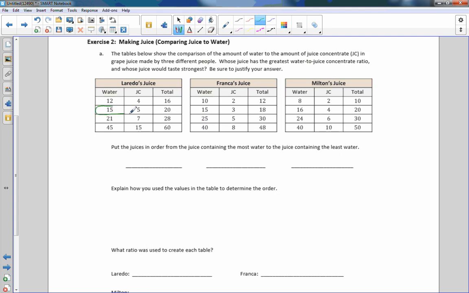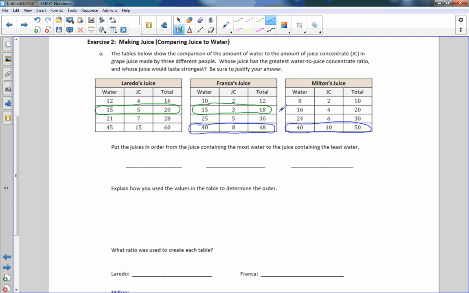I have the same amount of water in this mix here as I do in this mix here. And then when I come over here, there is no 15, so I can't do anything there. I have 12, there's no 12. I have 21, there's no 21. I have 45, there is no 45. I have 10, there are no 10s. Already checked 15. 25, no, 24. But here is 40 parts water. And this one has 40 parts water.